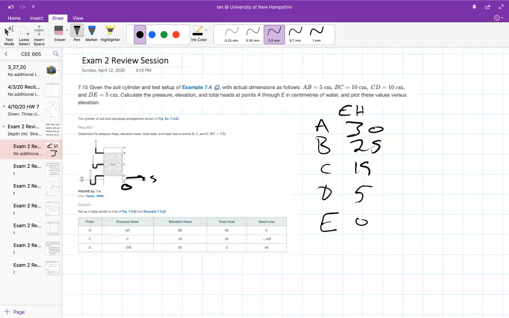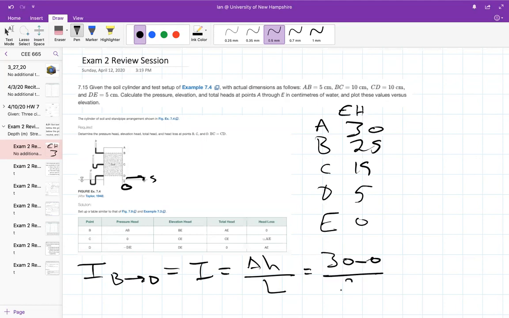Now we want to calculate the hydraulic gradient. So let's calculate I from B to D. I is going to be the change in head over the length. So 30 minus 0 over 20 is going to equal 1.5.